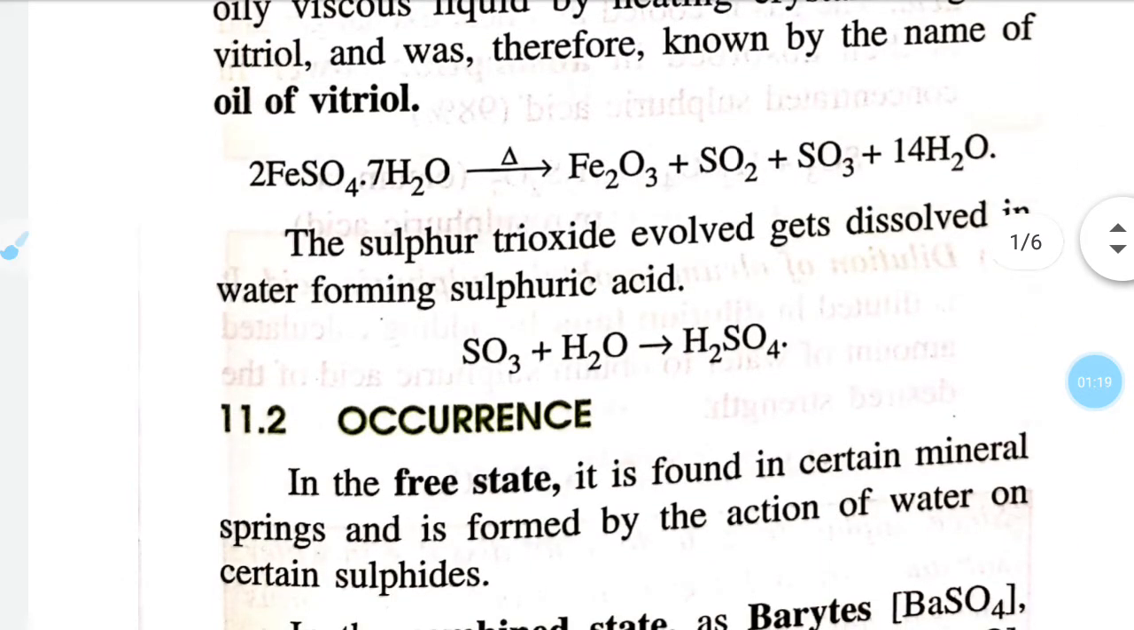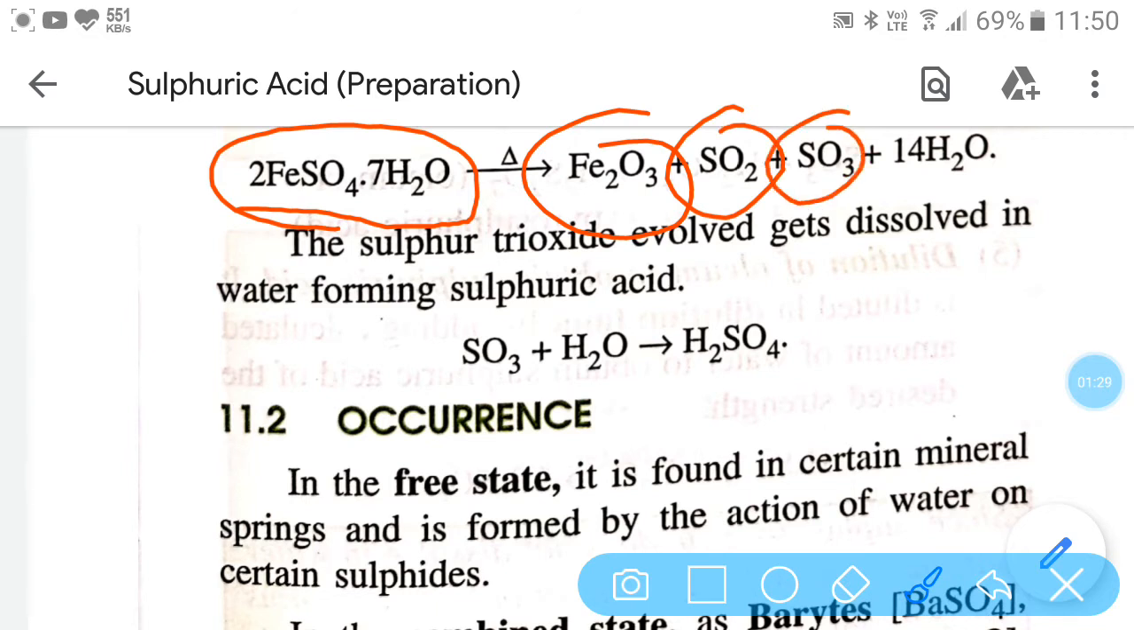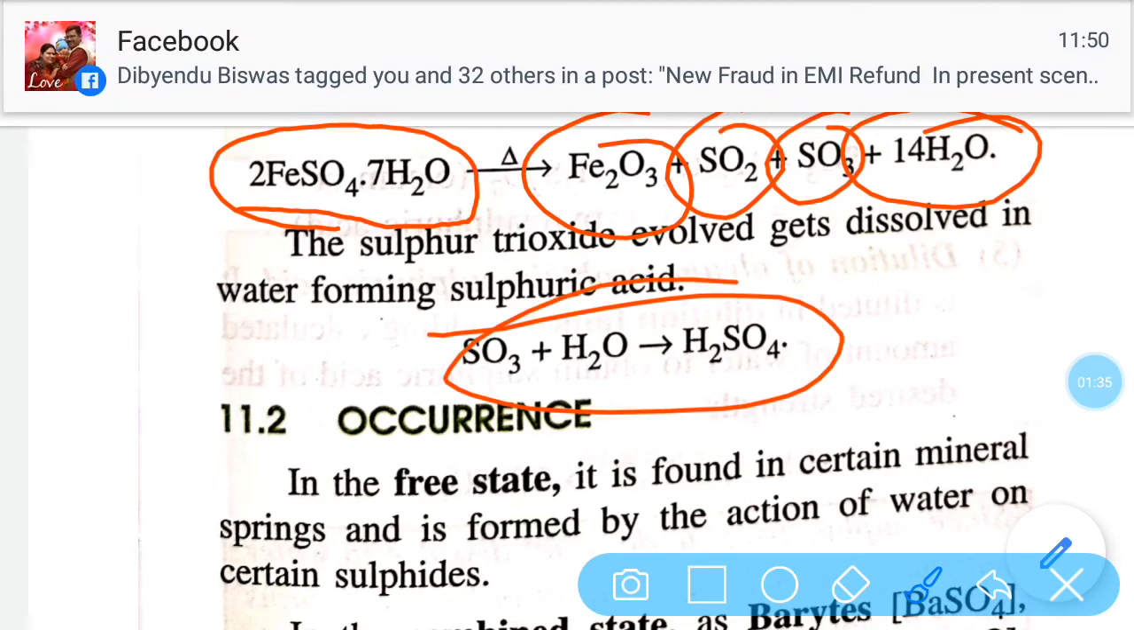The reaction is something like this. When you heat green vitriol, ferrous sulfate 7H2O, it converts to ferric oxide, sulfur dioxide and sulfur trioxide along with water. So this will come out as a syrupy substance consisting of sulfuric acid.